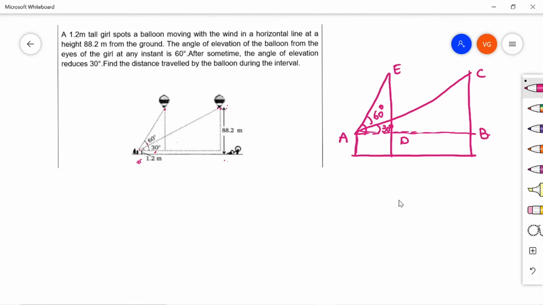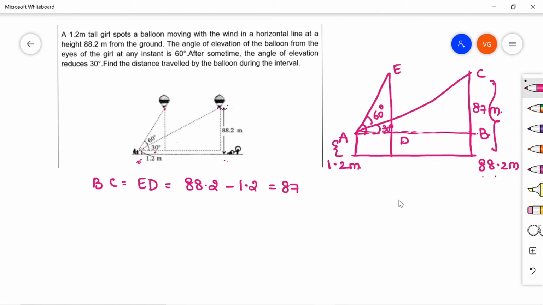You are given the total height here as 88.2 meters, and this part is 1.2 meters. Then the rest, BC, will be 88.2 minus 1.2, that is 87 meters. So try to write down BC is equal to ED is equal to 88.2 minus 1.2, that is nothing but 87 meters.